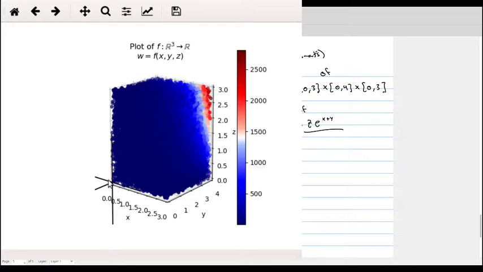Now you see that at the origin, at 0, 0, 0, the density function is very small. It's close to 0. And then as you get further and further away from the origin, the density function gets larger and larger, which corresponds to colors moving from blue to red, to the point where at this upper corner right here, the density function is very, very high.